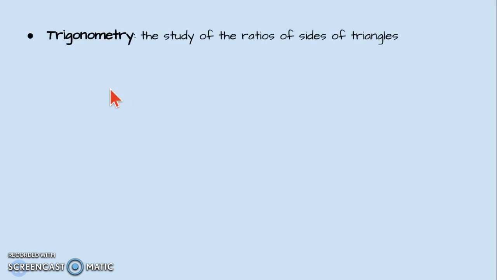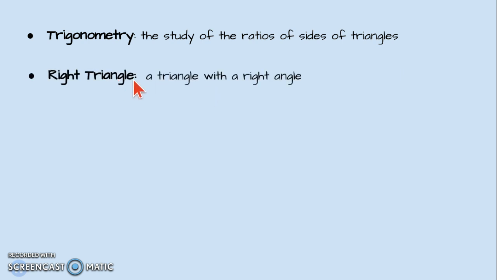First I will start off with some vocabulary and terms that will help in understanding this topic. First we have the definition of trigonometry, and trigonometry is the study of the ratios of sides of triangles. In this presentation I will be using right triangles for my examples. A right triangle is a triangle with a right angle.